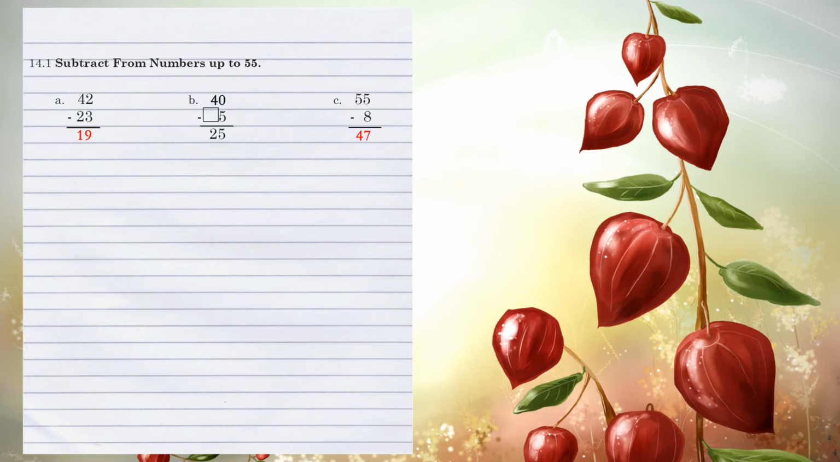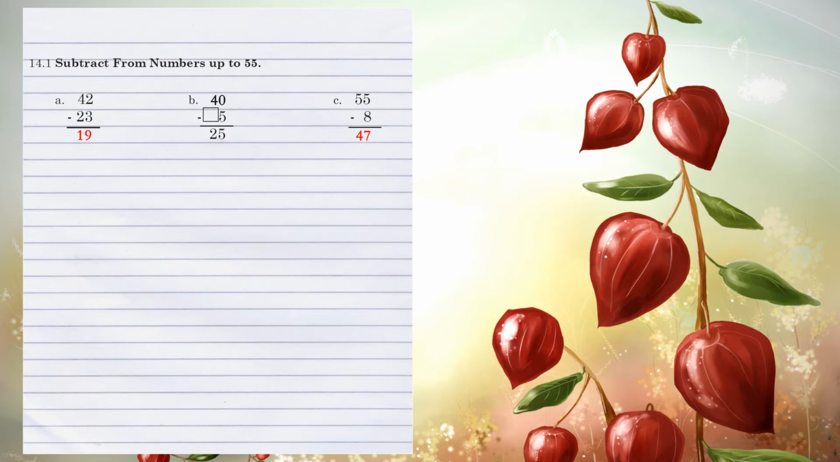Let's look at example B. We have a number that we need to fill in. So we have to go ahead and follow the process of subtracting. Now if we look here, it says 0, 5, 5. Well, we know that you can't take 5 from 0 and get a 5. But if we think backwards, 5 plus 5 is 10. That's where the 0 comes from.